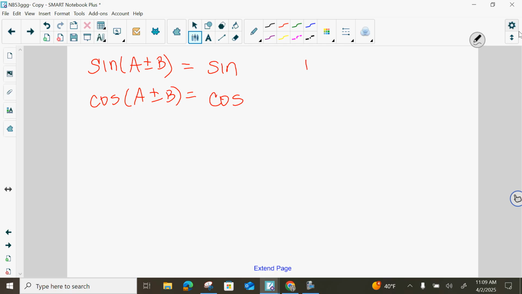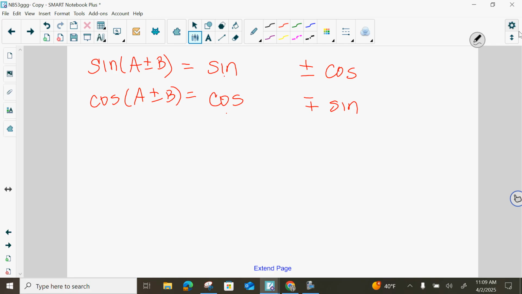In sine, the sign matches. In cosine, they're opposites. Each of them has two parts: first part before, second part after. So if this one starts with sine, then the second part starts with cosine. If this one starts with cosine, the second part starts with sine. Again, I'm just trying to show you similarities in both of them.